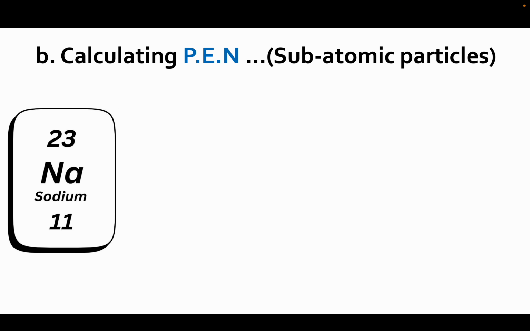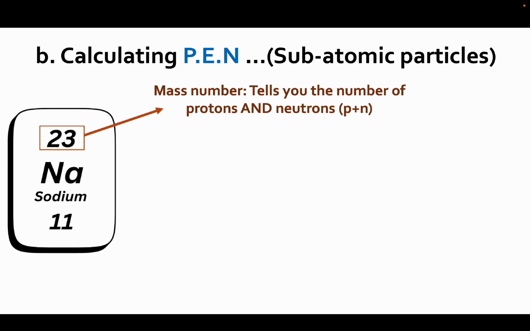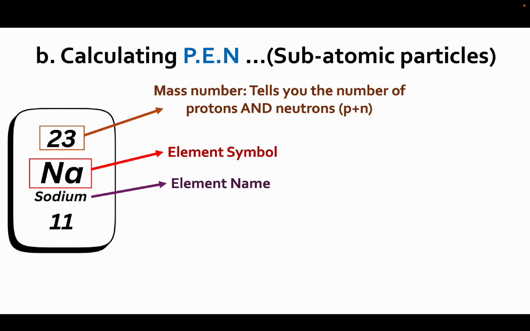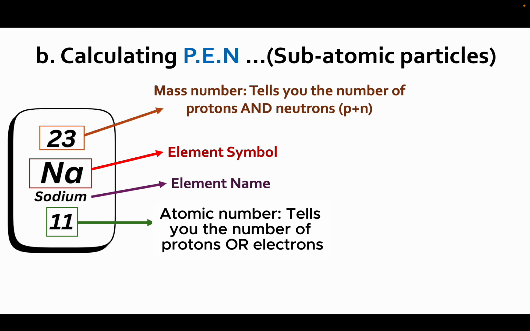Now that we've just looked at the structure of the atom, I'm sure you could tell me what I mean by PEN. In the periodic table, you would be given this information for every element. So let's look at what each part tells us. The first part tells us the mass number, and that is essentially the number of protons and neutrons. And in brackets here, I wrote P plus N. Na, in our case, is the element symbol. And then underneath, you're told the element name, then the atomic number, and that tells you the number of protons or electrons. In the exam, you can just say it tells you the number of protons, but I've left all electrons here for this next part.